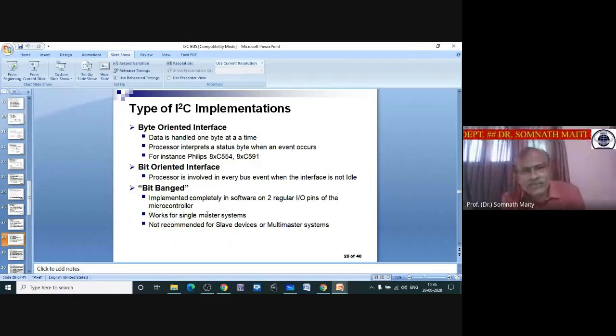Types of I2C implementation. The byte-oriented interface: data is handled one byte at a time, and the processor is interrupted with a status byte when an event occurs. Bit-oriented interface: the processor is involved in every bus event when the interface is not idle. Bit-banged: implemented completely in software on two regular I/O pins of the microcontroller. Byte-oriented structure is very popular.